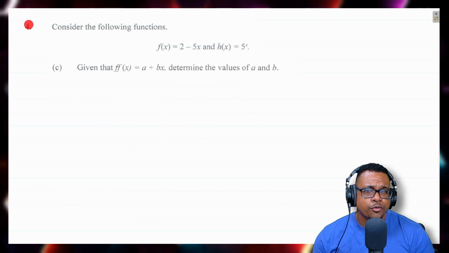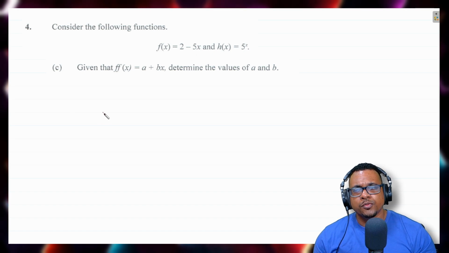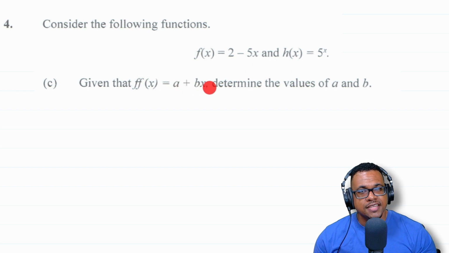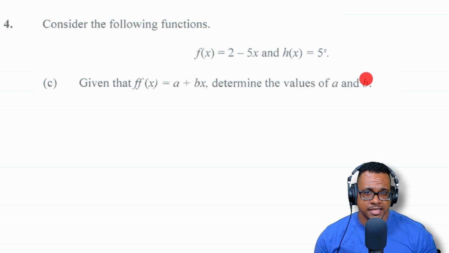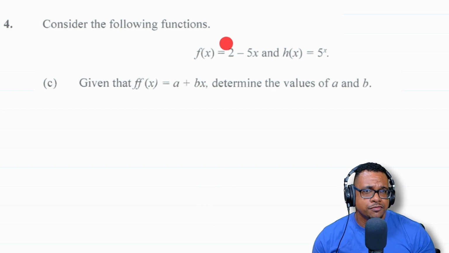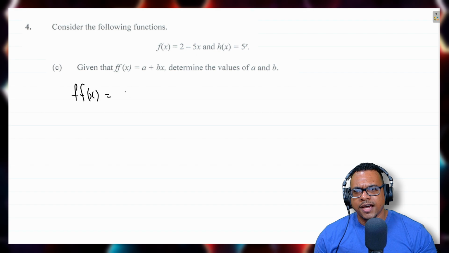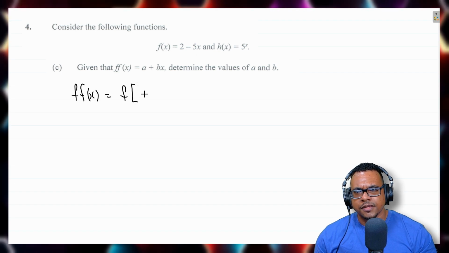So moving on to question 4 part C, we want to work out what's the composite function f of f of x. Of course, we want it in the form a plus bx, and we want to determine the values of a and b. So again, we're just dealing with the function f of x. I'm going to write f of f of x is equal to, and I'm just going to put some brackets here.